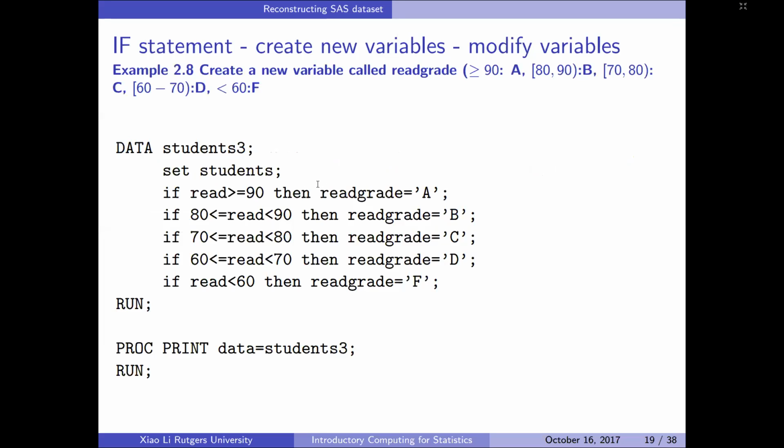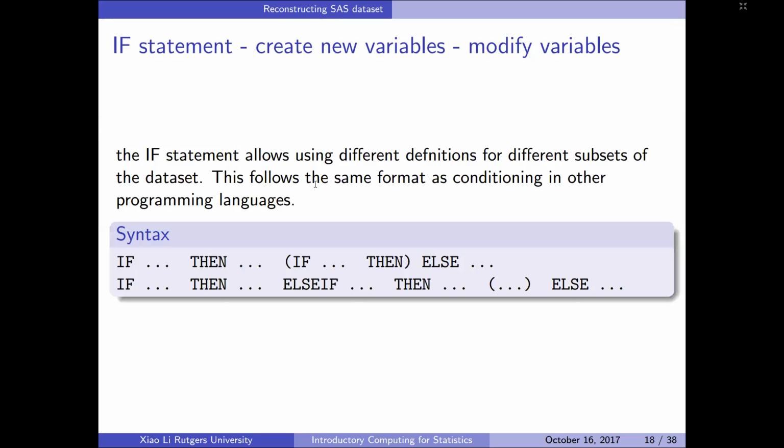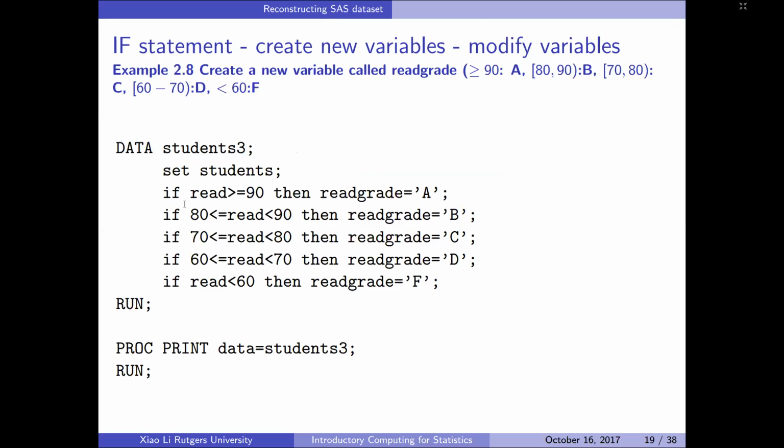So let's begin with this simple example. If you would like to create a new variable in the original student data set, which is called read grade, if the student has a score greater than 19, he or she will be given letter grade A. And also we have these different letter grades. So after we create the data step with our new data set named student3 with the same set statement.